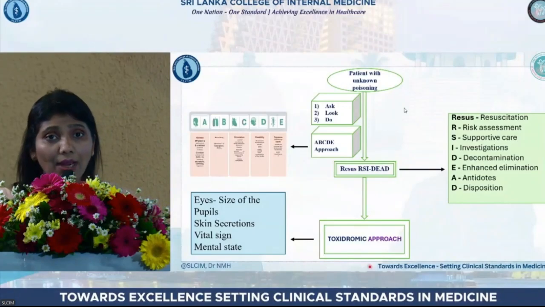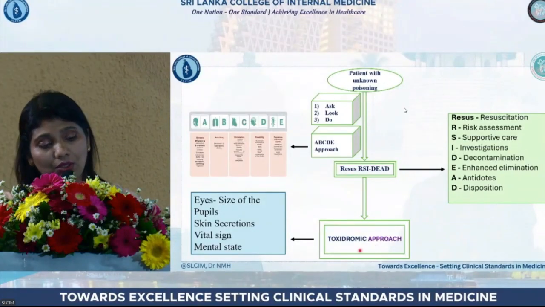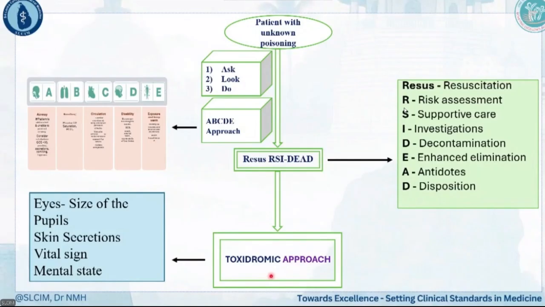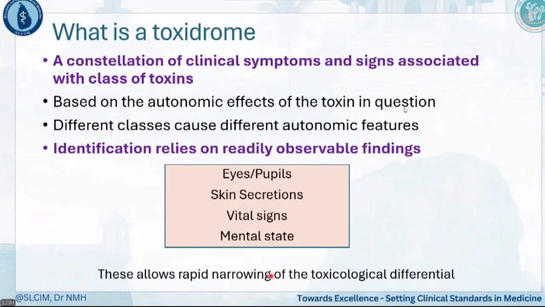So while concentrating on all these things, we have to know what the patient is having. So we need to do some approach. The toxidrome approach is the best in such a patient. You have to have a look at the eyes, pupils, skin secretions, vital signs and mental status to see what a toxidrome is. So let me explain a little bit more about that.